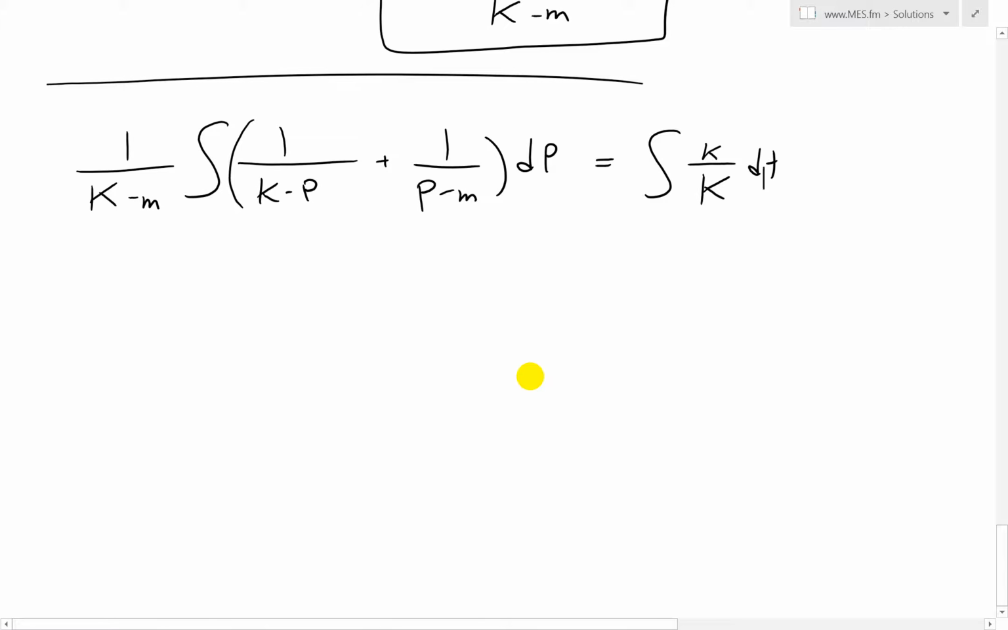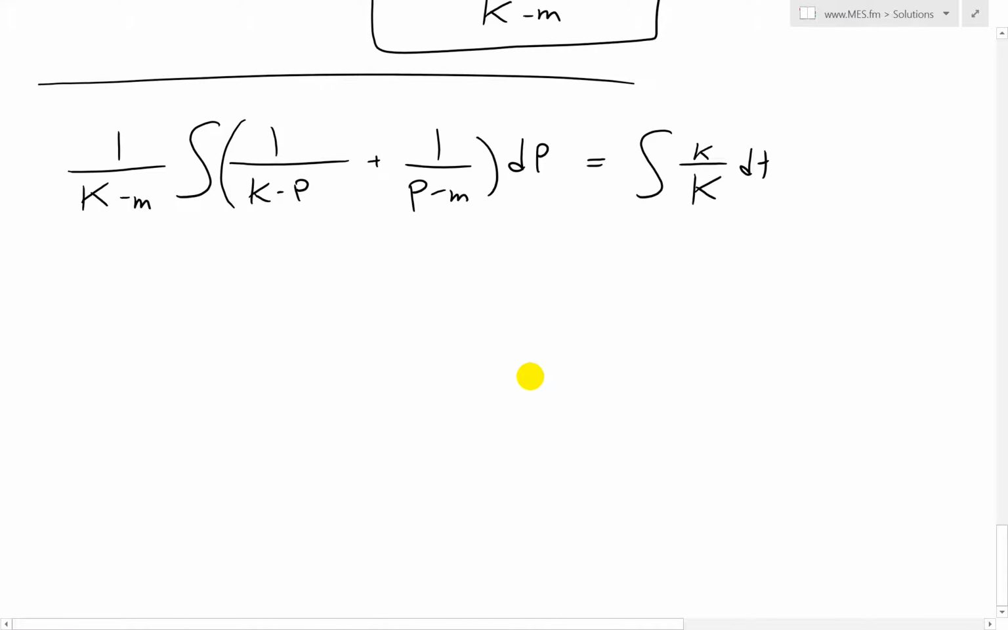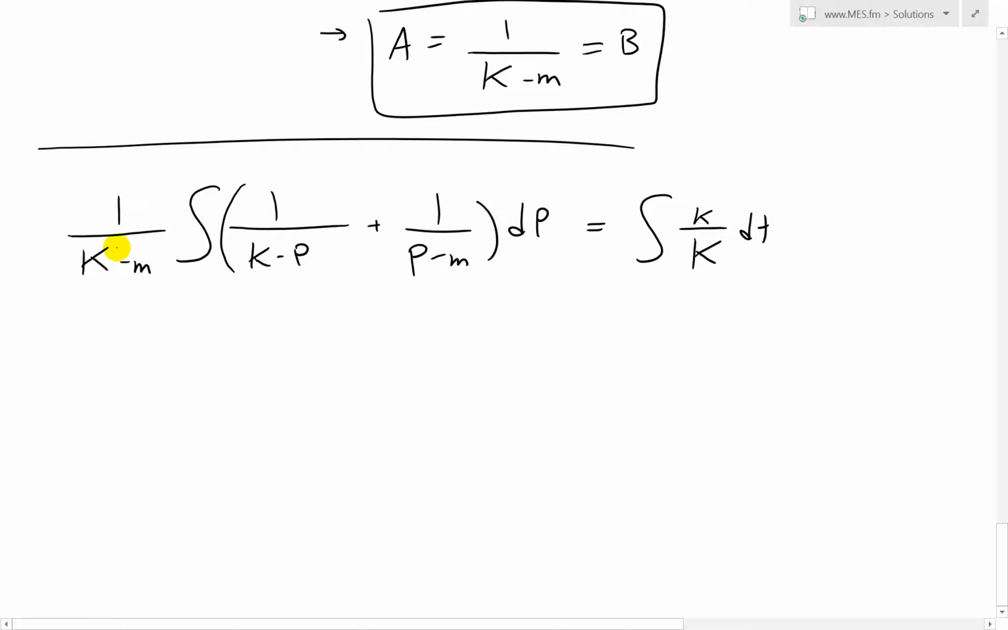Yeah, so now what we could do is just solve this. I'm going to multiply this part, the K minus m, to the other side, because k over capital K are still constants, and just get rid of this fraction. I'll do that on the right side soon, but the integrals of these separate ones equal 2.